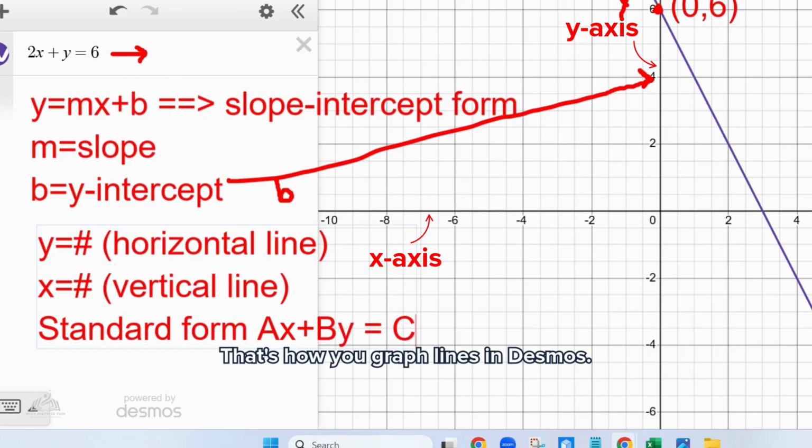So that's it. That's how you graph lines in Desmos, and a quick recap on slope-intercept form and standard form and the y-intercept. So keep practicing with different equations to see how the graphs of your lines change.